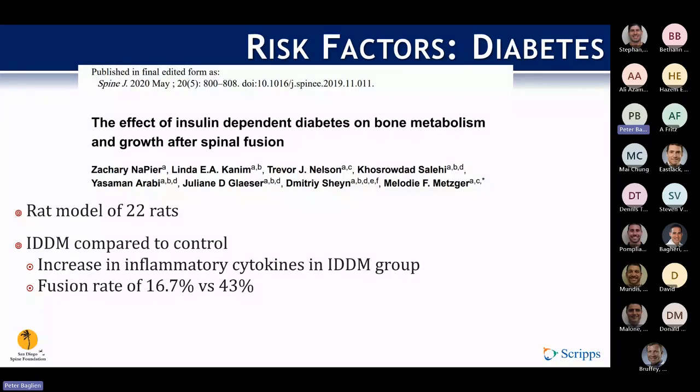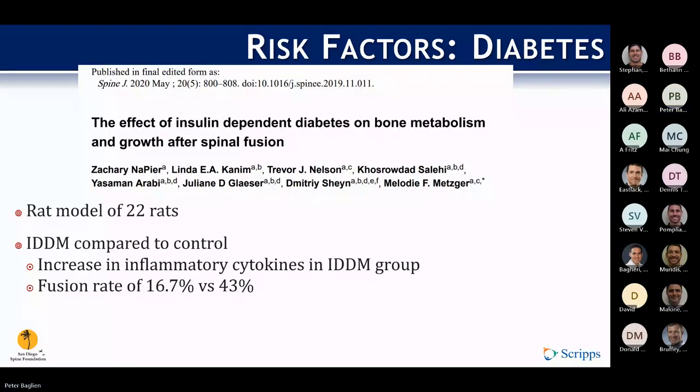Diabetes. Again, we have a nice rat model comparing insulin-dependent diabetic rats and bone metabolism and growth after spinal fusion, published in 2020. They showed increased inflammatory cytokines in the diabetic group immediately following surgery, again at 1 week following. And they also showed a pretty significant decrease in fusion rates, about 2 times higher in the insulin-dependent group.